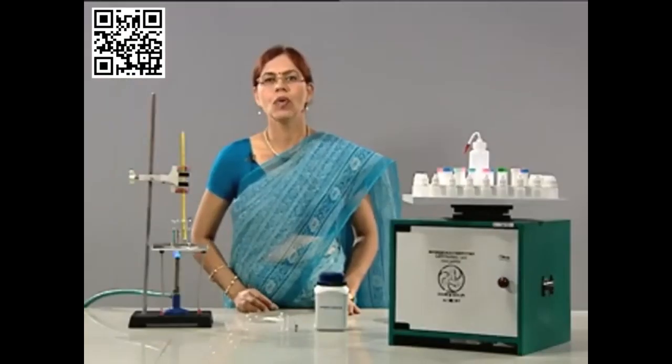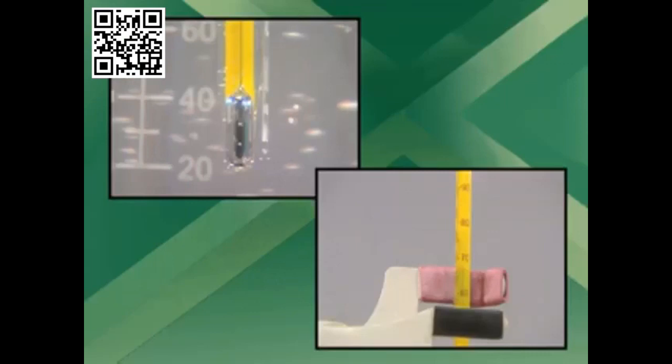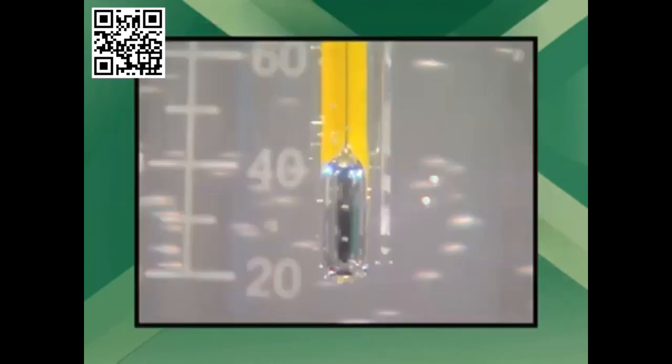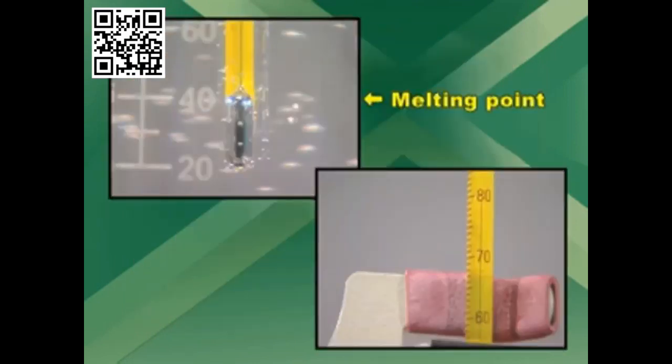Keep a close eye on the thermometer as well as on the capillary tube, and note down the temperature when the substance starts melting down. We have just noticed that the melting point of the given organic substance is 80 degrees Celsius.